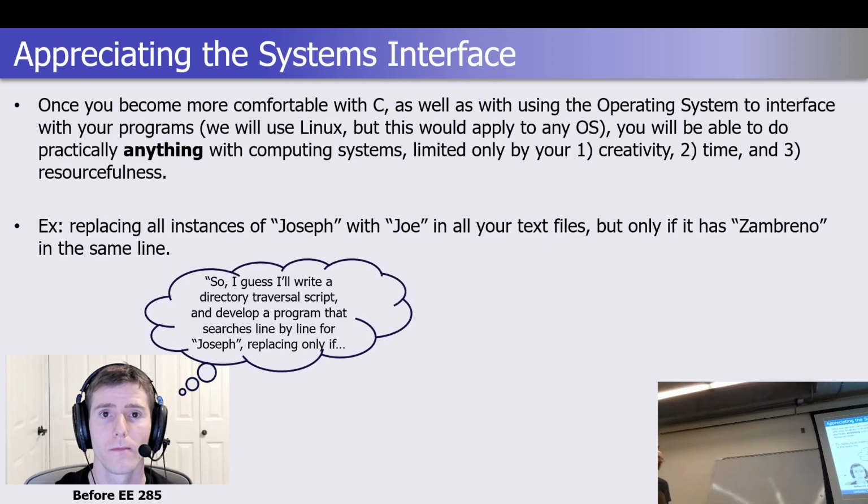The thought process would be, well, I guess I'll write a script that traverses all my directories and then develop a program that searches line by line for Joseph, replacing it, and so on. A fairly complicated program. There's nothing wrong with that program. If I gave you that program as a task later on in the semester, you'd be able to do it. But it's a decent program. It's a lot of lines of code.